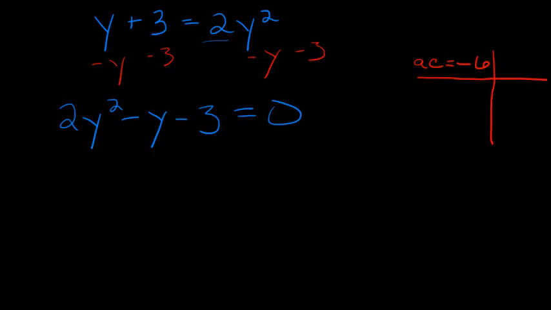What does my B equal? B is the coefficient of the middle term here, the coefficient of the variable with an exponent of 1, so my B equals -1. So my question is, what two numbers multiply together to give me -6 and add together to give me -1? Even though you may know what it is already and it's already popped into my head, I'm going to go through the process I've been showing you in class.